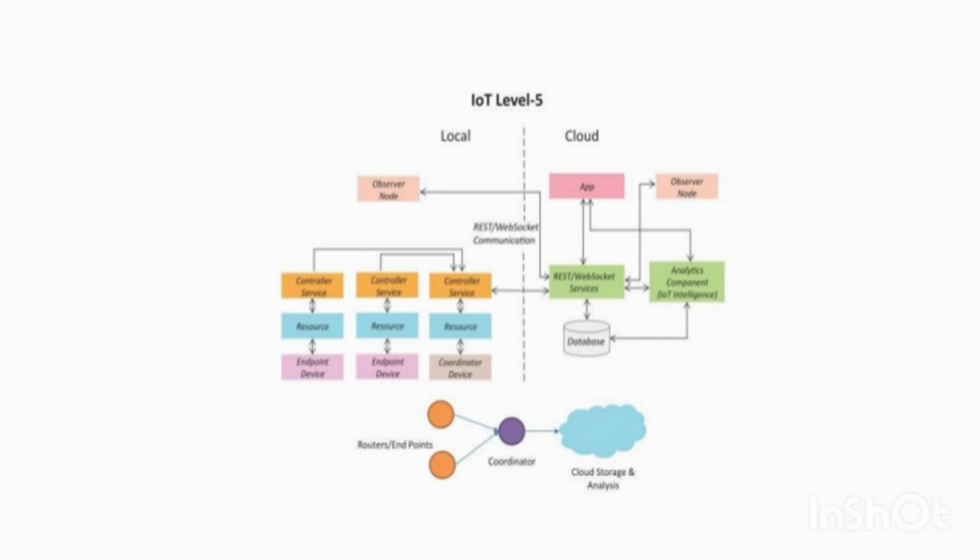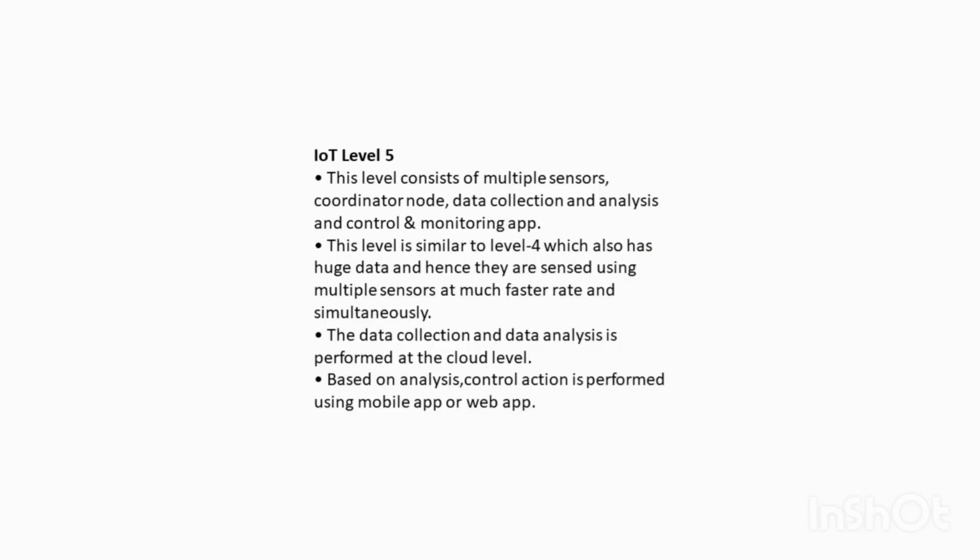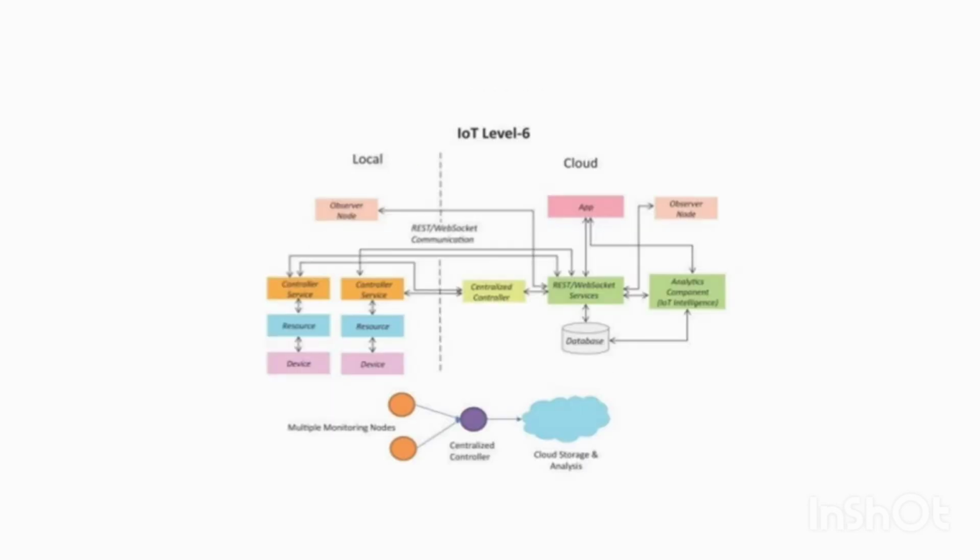Next one is IoT level 6. An IoT level 6 system has multiple independent end nodes that perform sensing or actuation and send data to the cloud. Data is stored in the cloud and the application is cloud based. Let us consider an example for weather monitoring.